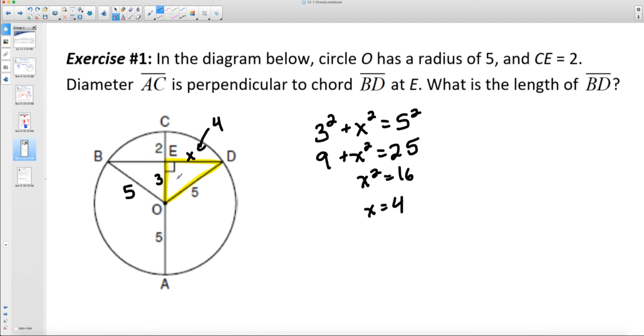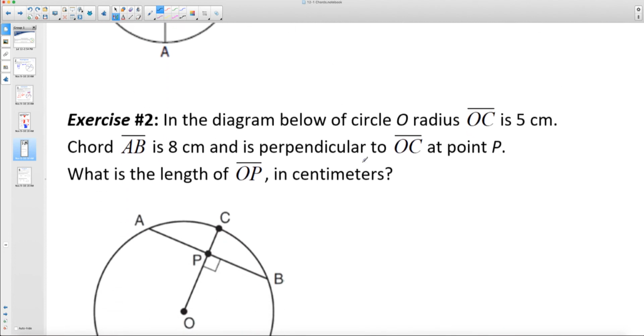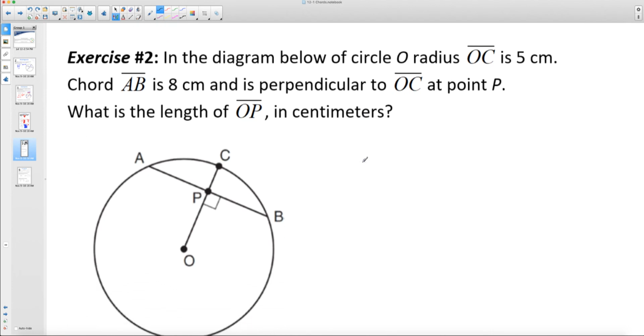But remember, if this is a diameter and it's perpendicular to a chord, then it bisects the chord. So BE also has to be 4, which makes the length of BD equal to 8. Take a look at another one of those, because these are a little bit tricky.